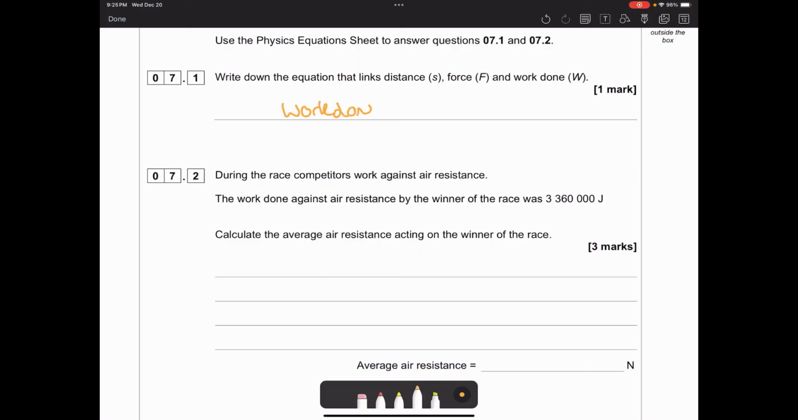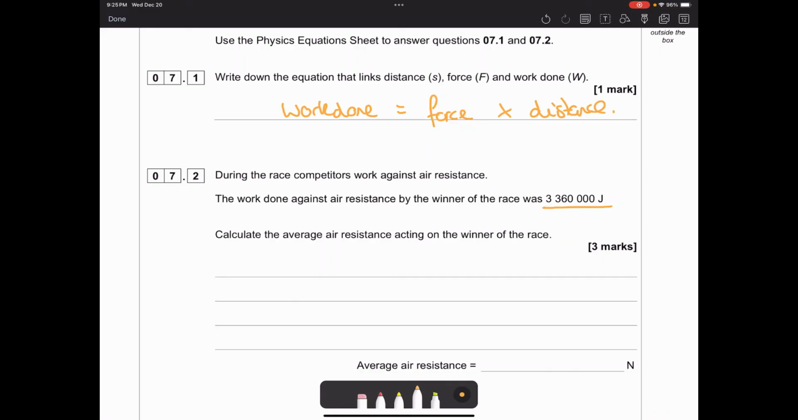So, this is one equation you might need to know if you don't get given the full equation sheet. The work done is force times by distance. During the race, the competitors work against air resistance. The work done against air resistance by the winner of the race was 3,336,000 joules. Calculate the average air resistance acting on the winner during the race.